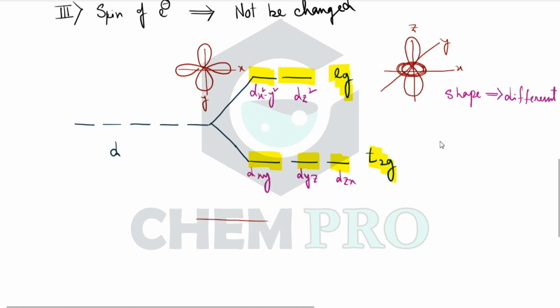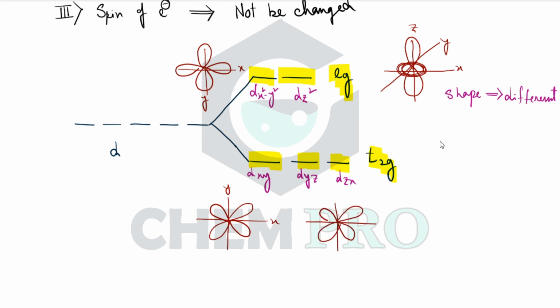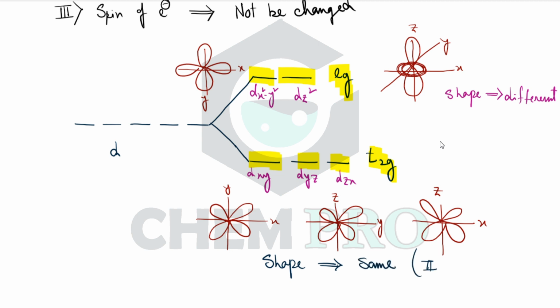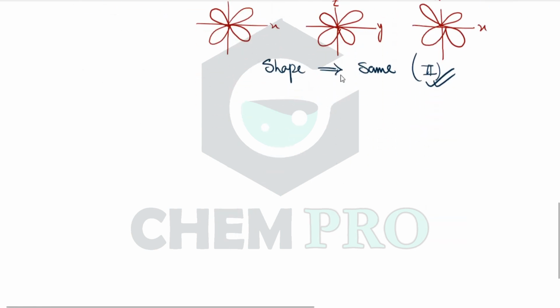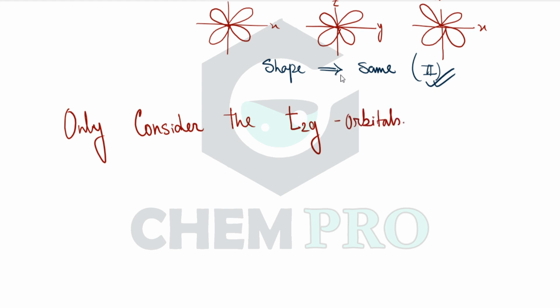but if we consider dxy, then it will be like this. This is xy, this is yz, and this is dxz or dzx. That means the shapes of the orbitals are the same. That is the second condition fulfilled, but for Eg the second condition is not fulfilled. Then we only consider the T2g orbitals.